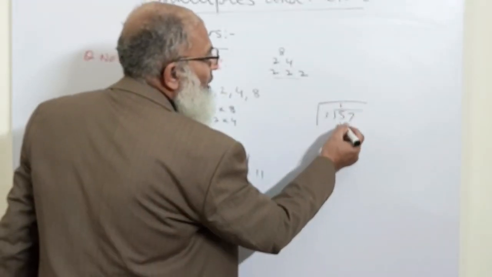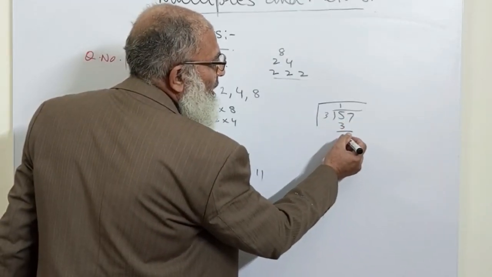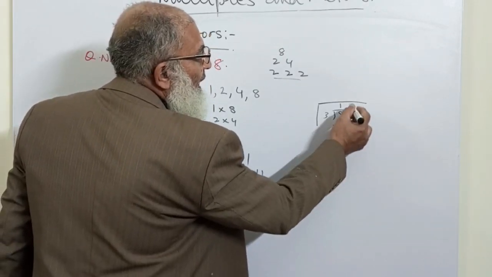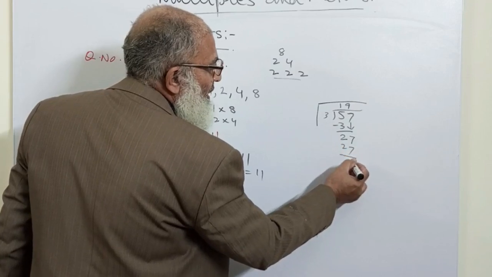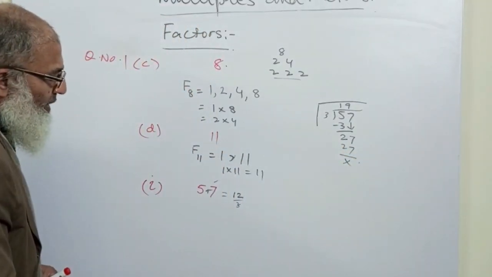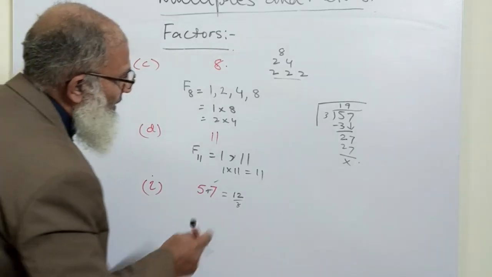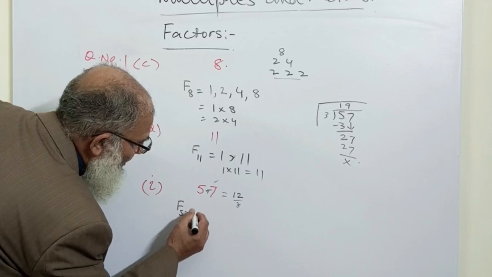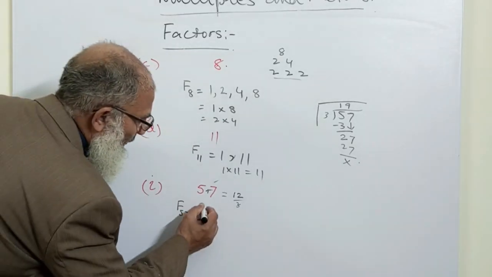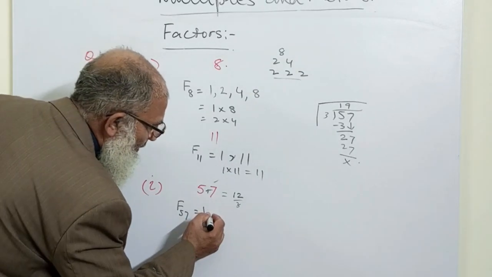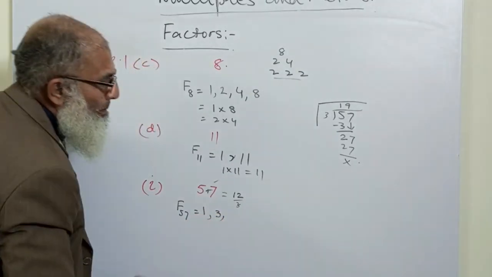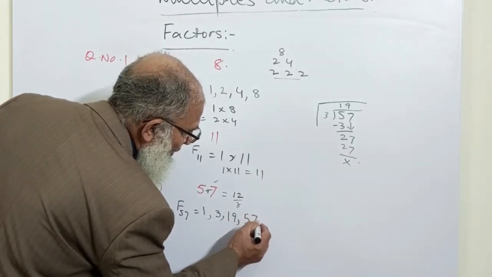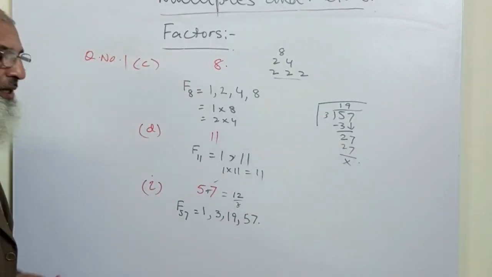So what will be the outcome? 3 ones are 3 and we are left with 2. 7 comes down and 3 times 19 is 57. So what are the factors? Now we write the factors of 57. Factors of 57 are 1, 3, 19 and 57.